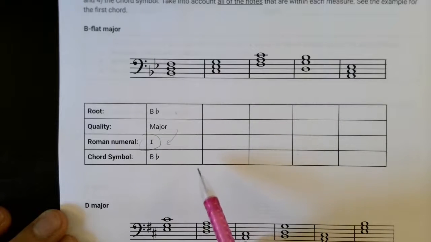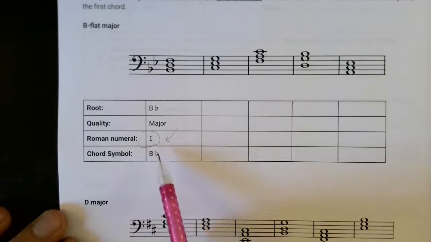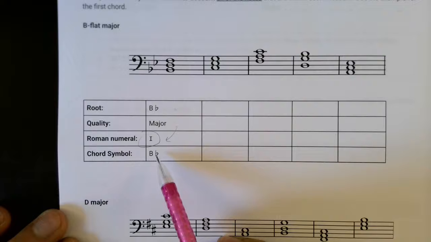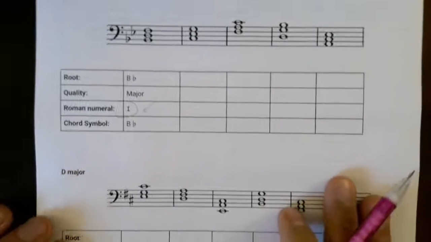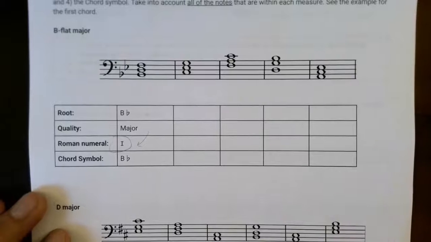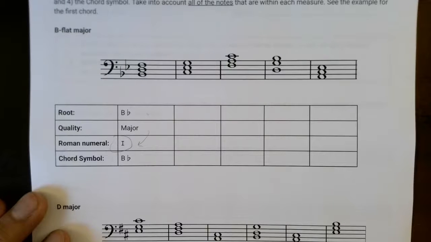Finally, just give me a chord symbol as well. This is using the roots. This is basically repeating the root of the chord, and then if you need to add minor or symbols to denote minor, diminished, augmented, you'll do that there. Please note that most of these chords are in root position. However, I have a few that are not in root position, so they're in inversions.